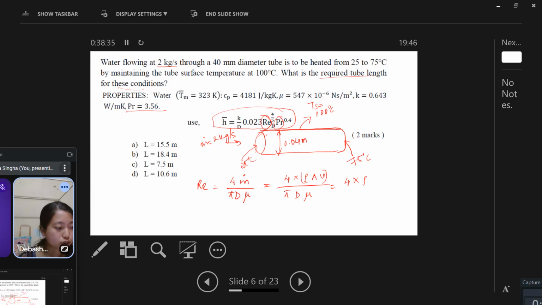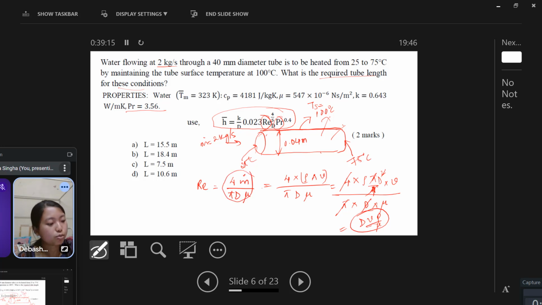When it is the case of heat transfer rate or heat flux, since the heat transfer is taking place from the curved surface, the surface area of the tube, that time it will be the curved surface, that is pi dl. But here it is pi d square by 4 into velocity, whole divided by pi into d into mu. If you just insert all this, you will get dv rho by mu.